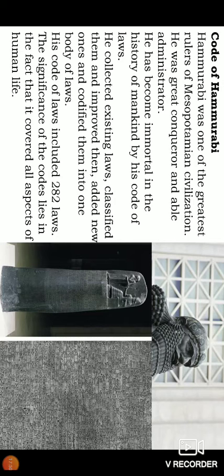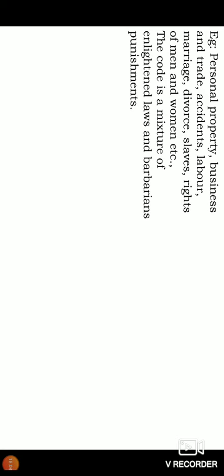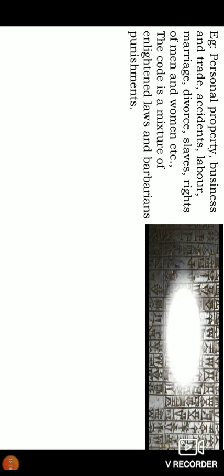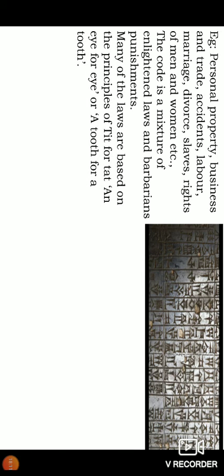The code is a mixture of enlightened laws as well as barbaric punishments. Why I call it that is that many of the laws were based on the principle of tit for tat, an eye for an eye, a tooth for a tooth. But these laws were universally applicable throughout his kingdom, and even today these laws are applicable. If one person beats you on your right, you beat him back on the right. You give the amount that you have received, that was how the law was implemented.